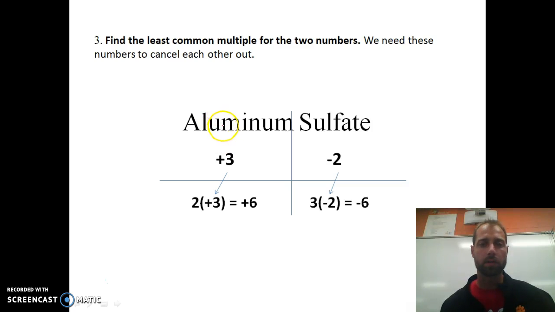Find the least common multiple for the two numbers. The least common multiple between 3 and 2 is going to be 6. We have to multiply the positive 3 by 2 to get positive 6. We have to multiply the negative 2 by 3 to get negative 6.